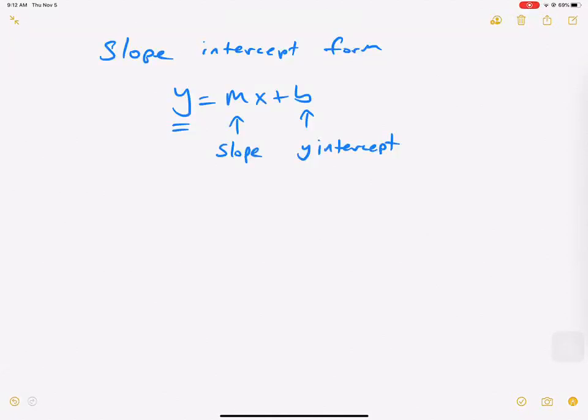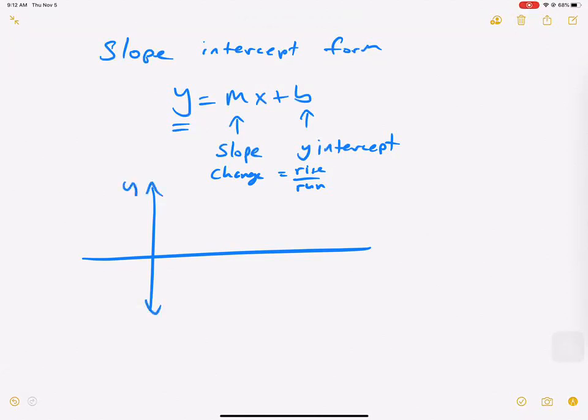How do these play out in the real world? The slope tells you how much you change. And this change is described as a rise over a run. How much are you going to rise versus how much you're going to run, while the y-intercept is just where we tag you on this y-axis here.